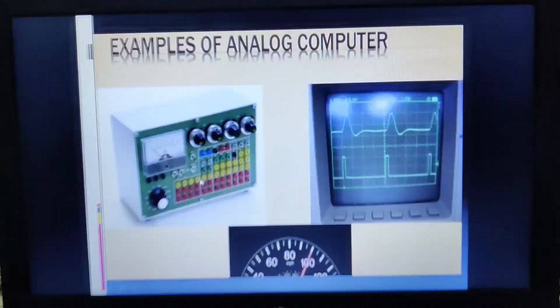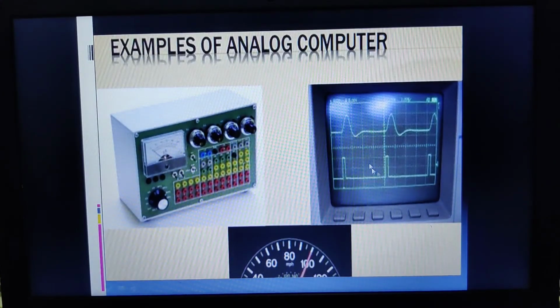Analog signals in the sense I have shown you. These are analog signals, and this is the digital signal. As I said about digital computers, they use digital signals in order to have the data in the form of zeros and ones. These are nothing but the digital signals.